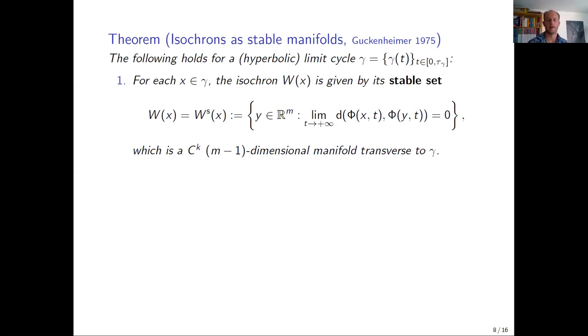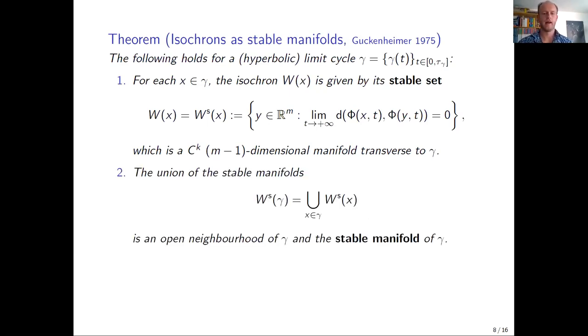So anything in the neighborhood of this limit cycle will converge to the limit cycle, and in particular for a point on this limit cycle. If we take the right initial conditions, then we will see that there's convergence to the trajectory of this point on the limit cycle from these different initial conditions, which then will form actually the isochron. And one can show that this is a smooth or C^k manifold, which is transverse to our limit cycle. And then you can actually foliate your state space around this limit cycle by these different stable sets into the stable manifold of your gamma.